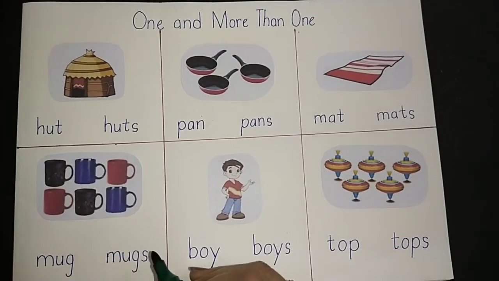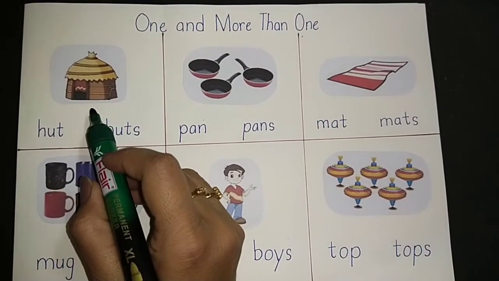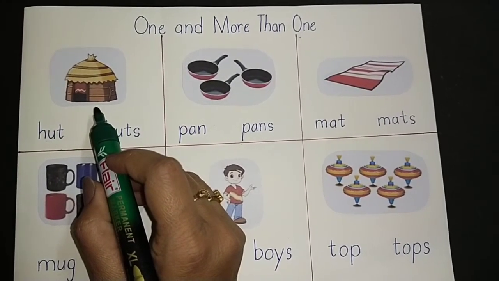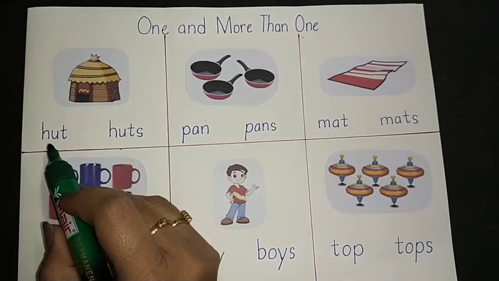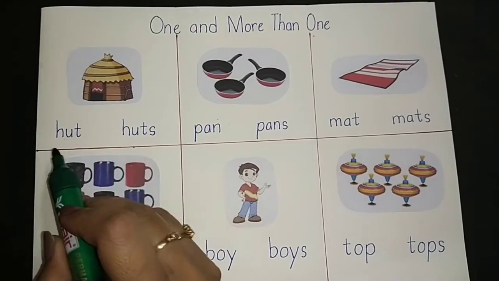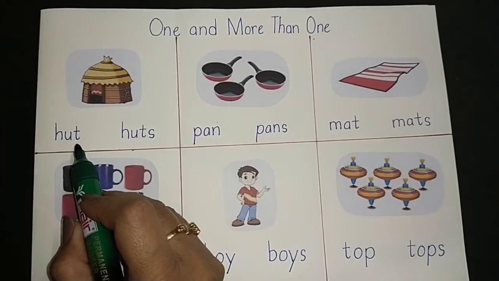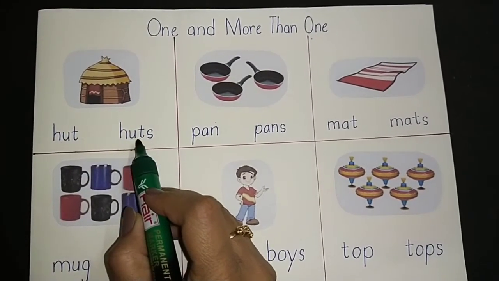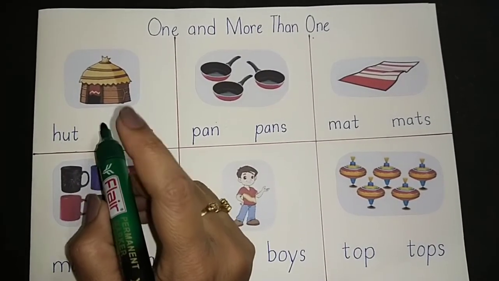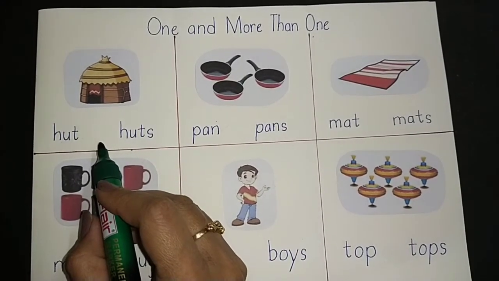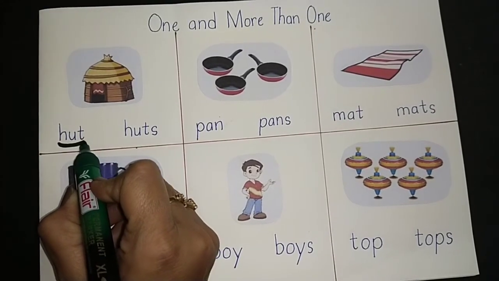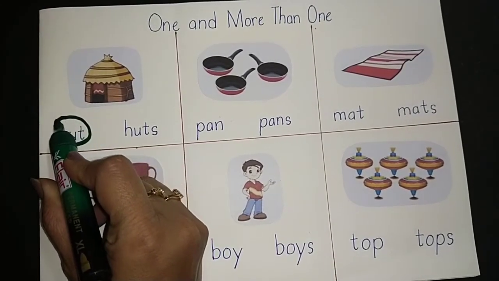So let's start. Which picture is this? This is a hut, right? So now read the words written under the picture. H-U-T, hut. H-U-T-S, huts. There is only one hut. So we will circle the word hut. H-U-T, hut.